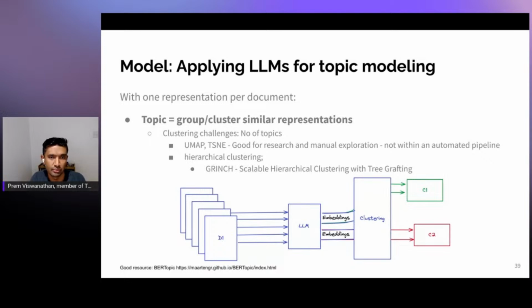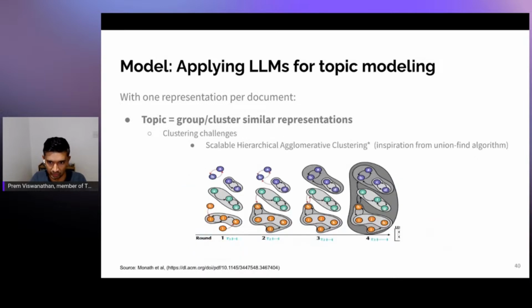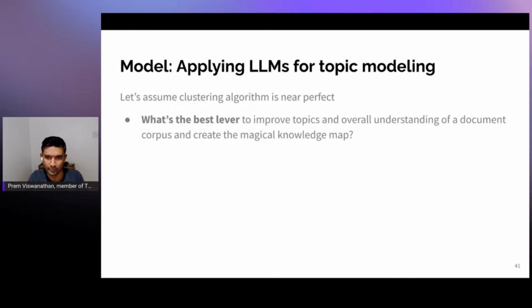You do not have to specify the number of topics, so that's attractive. But it's not very scalable. So using an approach like Grinch, which came out of the University of Massachusetts, is slightly more scalable than straight out of the box hierarchical clustering. A further improvement on hierarchical clustering is something like scalable agglomerative clustering. Instead of merging 2 items on an individual basis, this makes multiple merges at each step.